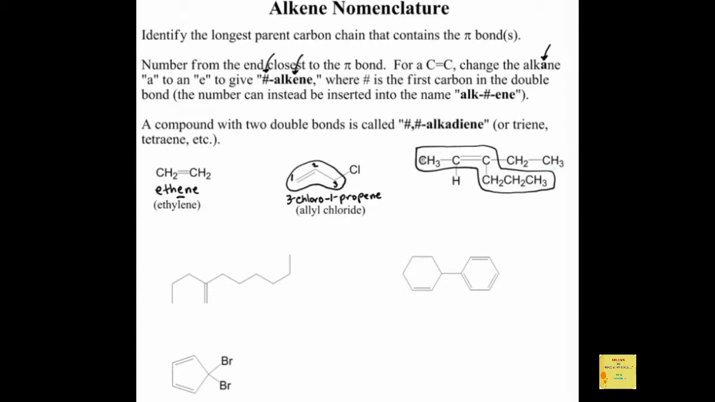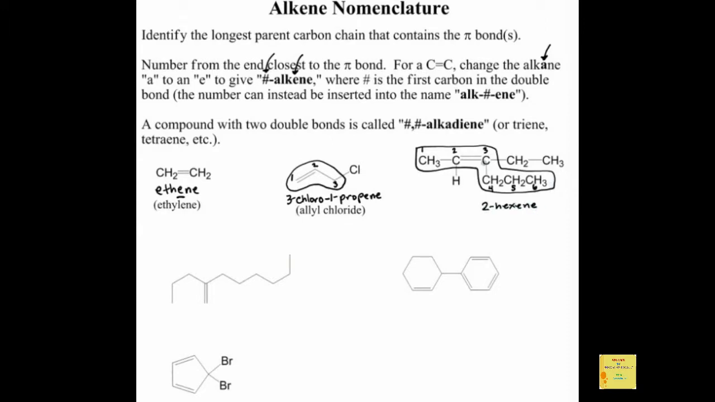If we numbered it from here, our double bond would start at carbon 2. If we numbered it from here, 1, 2, 3, 4, it wouldn't start till carbon number 4. So we'd rather have it be at carbon 2, 1, 2, 3, 4, 5, 6. So a 6-carbon alkene is going to be called hexene. It's a 2-hexene.